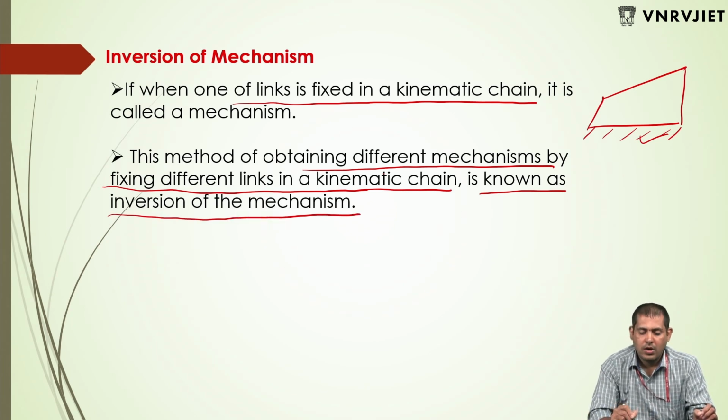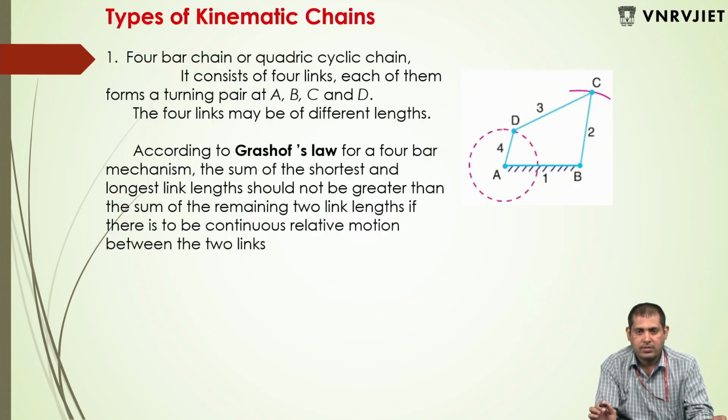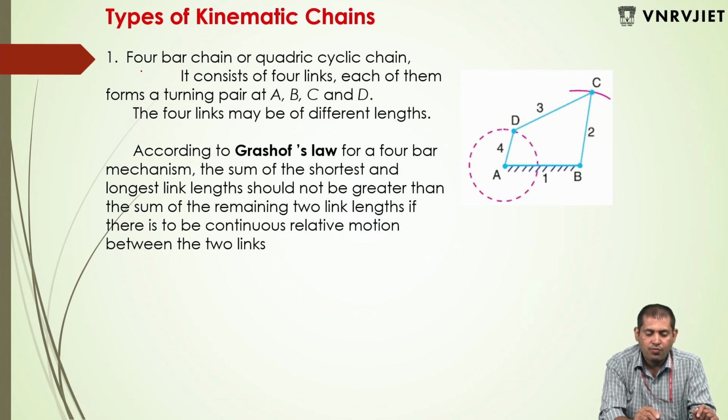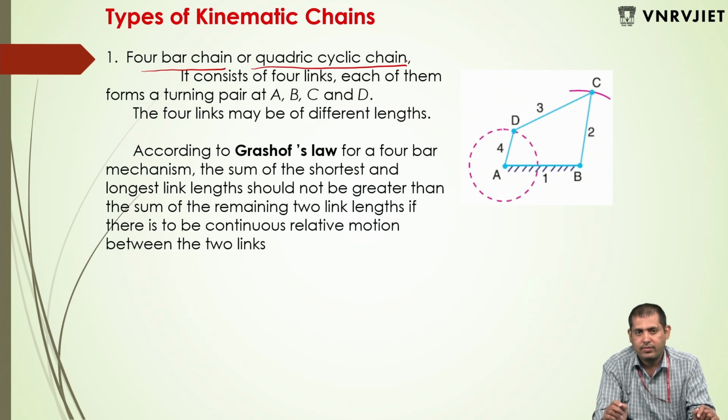So the method of obtaining different mechanisms by fixing different links in a kinematic chain. In a kinematic chain, we are fixing different links. If one link is fixed, then we call it a mechanism. Next, the types of kinematic chains. There are three different types of kinematic chains. The first one is the 4-bar chain, or quadric cyclic chain.